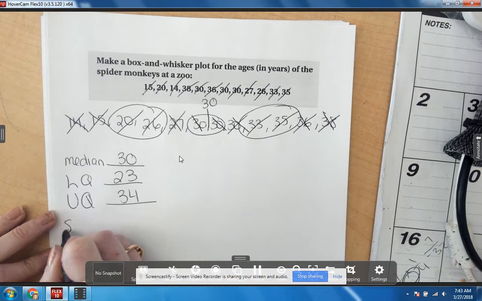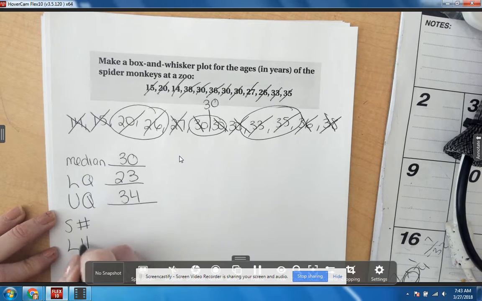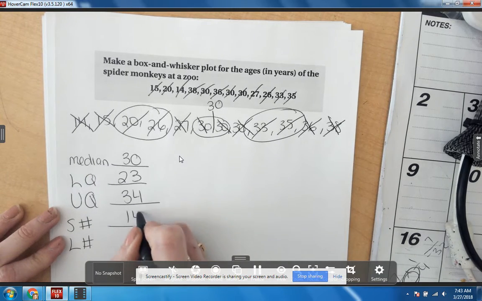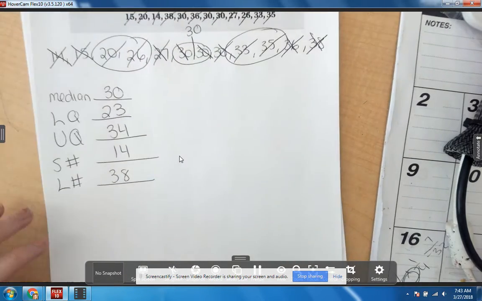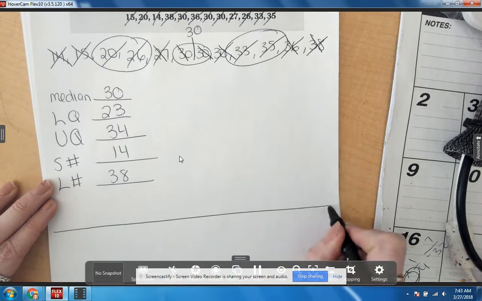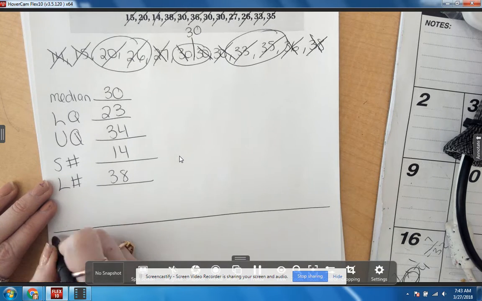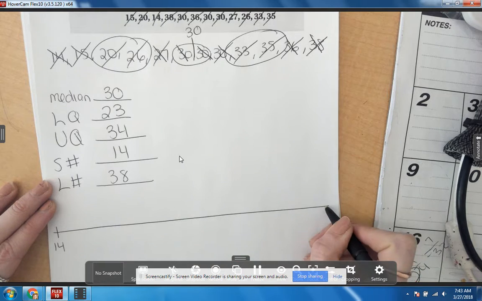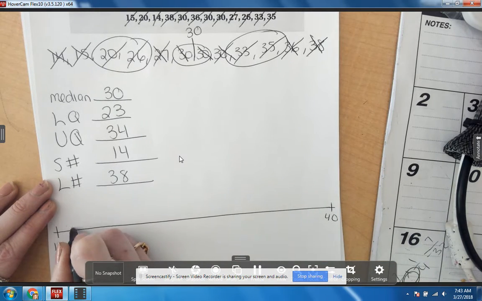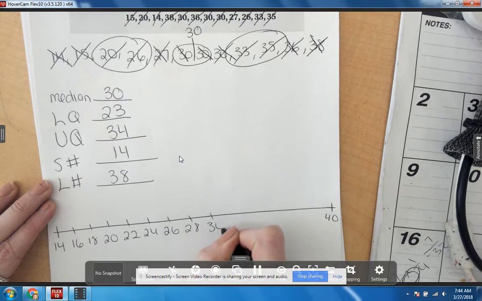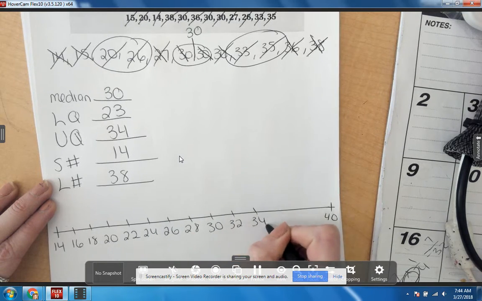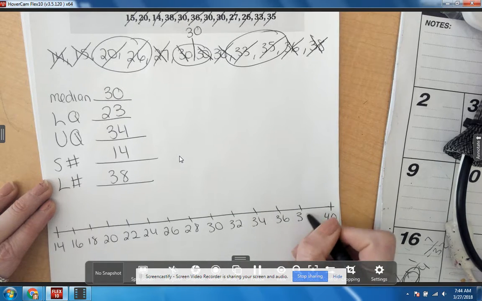Now I just need the smallest number and the largest number. Smallest number is 14. Largest number is 38. So if you have a long range of numbers like we do here, you can skip count to make it easier. So I'm going to go from 14 to 40, but I'm going to count by 2s. Okay, so 14, 16, 18, 20, 22, 24, 26, 28, 30, 32, 34, 36, 38, 40.